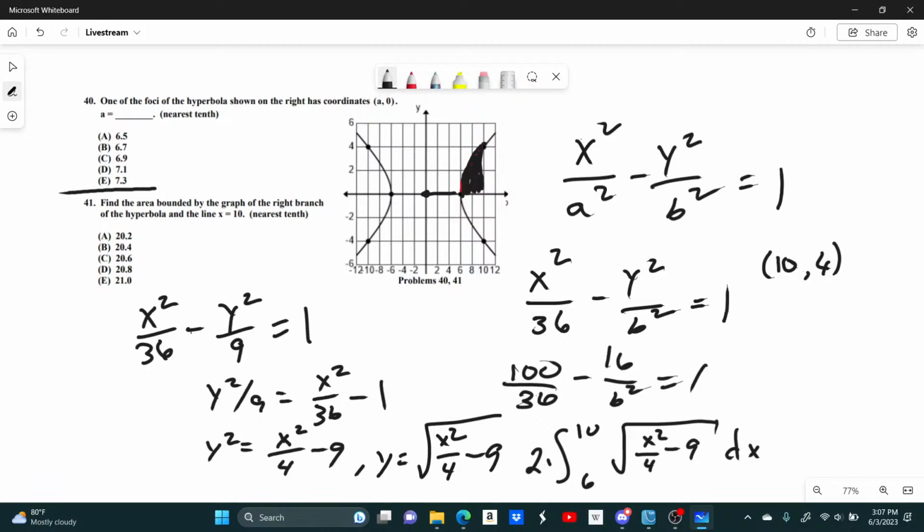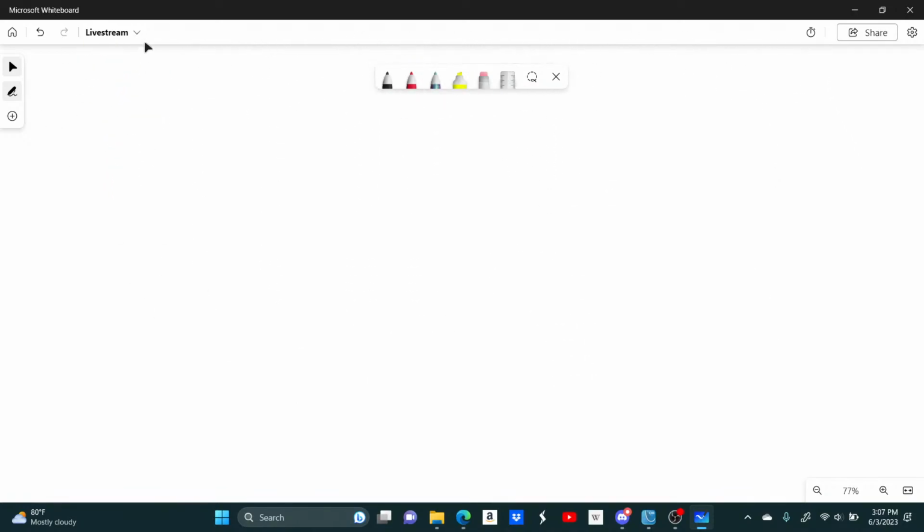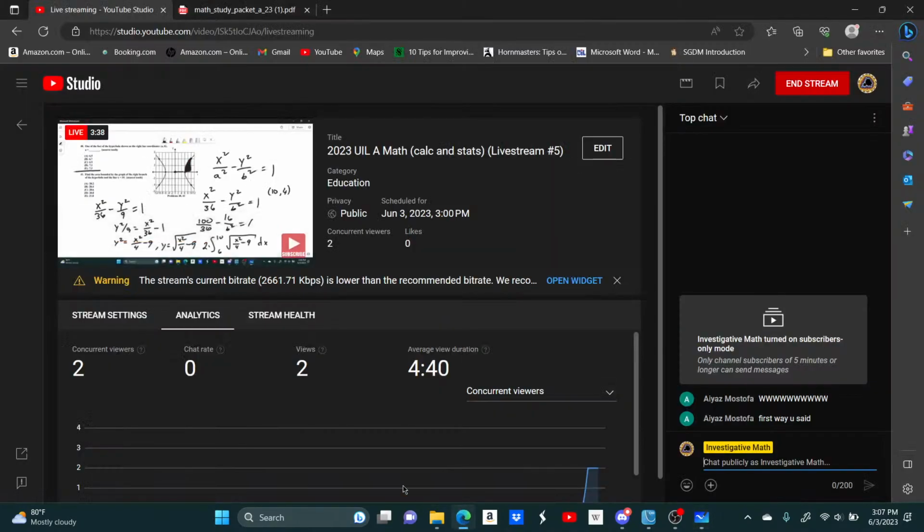What do we get? I'm doing this in my calculator, by the way. I don't really want to do this by hand. And you get 20.2. Nice. 20.2. Sweet. That's it. Let's move on.